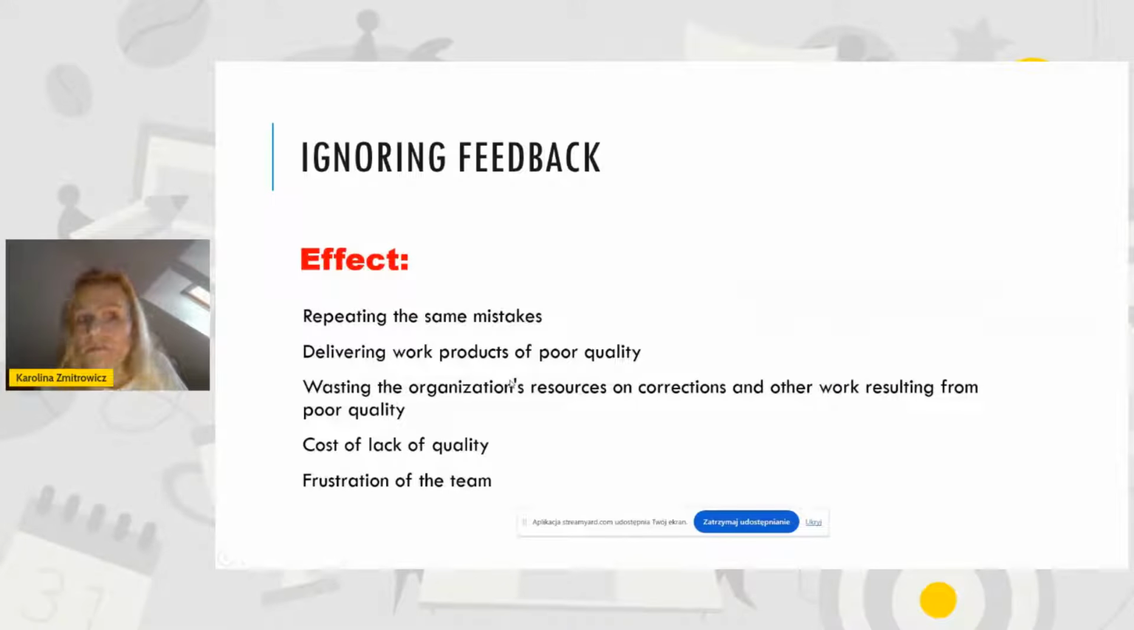What can be the consequence of this problem? That you are making the same mistakes over and over again. And you don't even know that you are making mistakes because you are not listening to the feedback or you are not asking for feedback. You can deliver work products of poor quality.